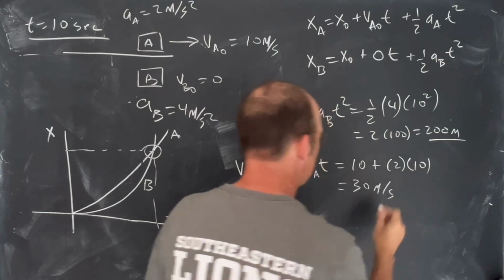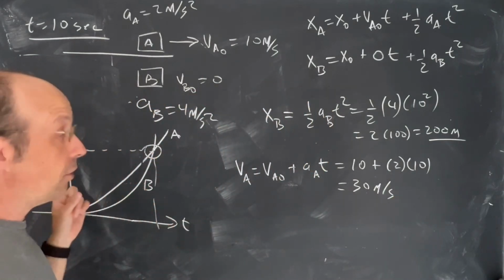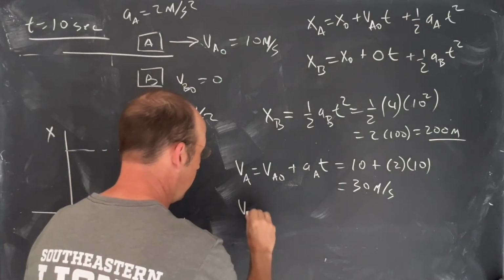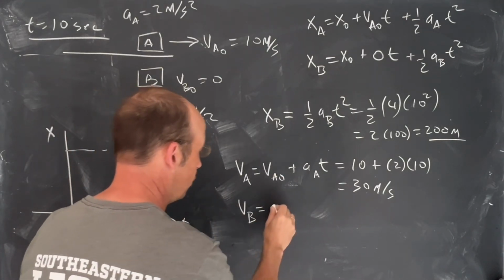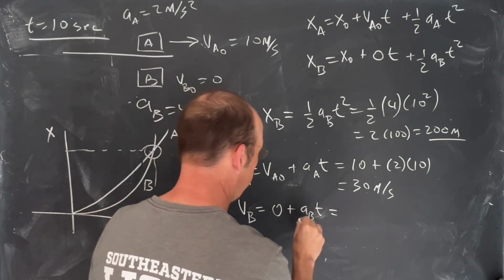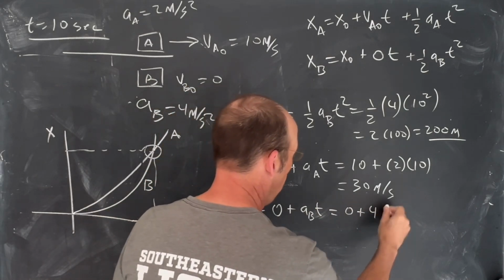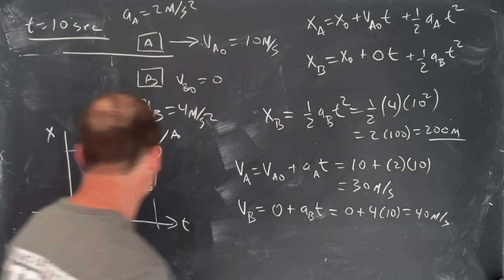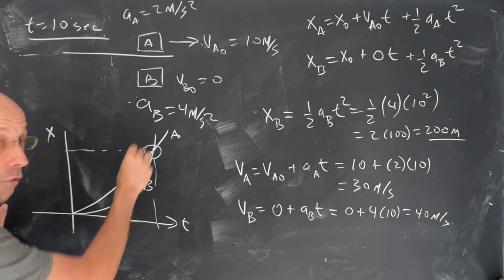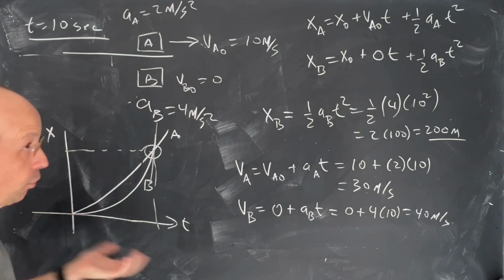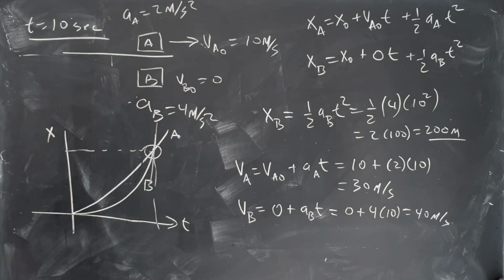30 meters per second. Now, these cars do not have the same speed, they have the same position. So let's find the car B. It's going to be its initial velocity 0 plus its acceleration times time. So that's going to be 0 plus 4 times 10, which is 40 meters per second. So this car is going 40, you can see the slope is greater, and that one's 30. It has to be going faster in order to catch up to it, right? And there you go.